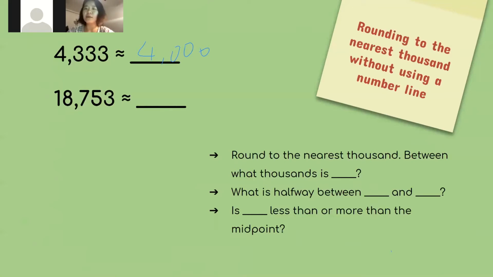Okay, and our second number, 18,753. When you try to round to the nearest thousand, between what two thousands is 18,753? The answer is 18,000 and 19,000. So what is the halfway between 18,000 and 19,000? The answer is 18,500. And is 18,753 less than or more than this midpoint? The answer is more than. So when a number is greater than the midpoint, we would round this number up to 19,000.